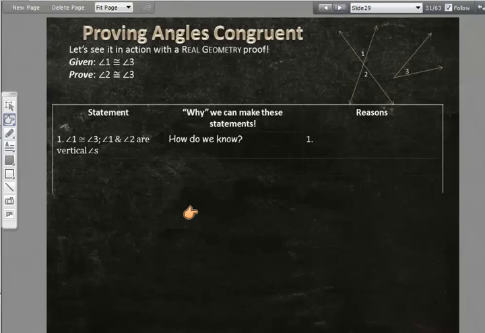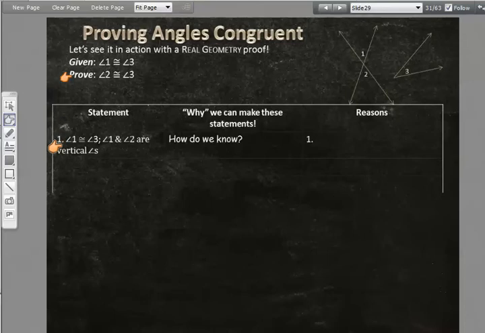Okay, here's our first geometric proof. Proving angles congruent. Alright, here's the given. They tell us angle 1 is congruent to angle 3. Look here. Angle 1 is congruent to angle 3. All right. They want us to prove that angle 2 is congruent to angle 3. So this is going to be our first statement, and this will be our last statement. Okay? And look what I've done down here.